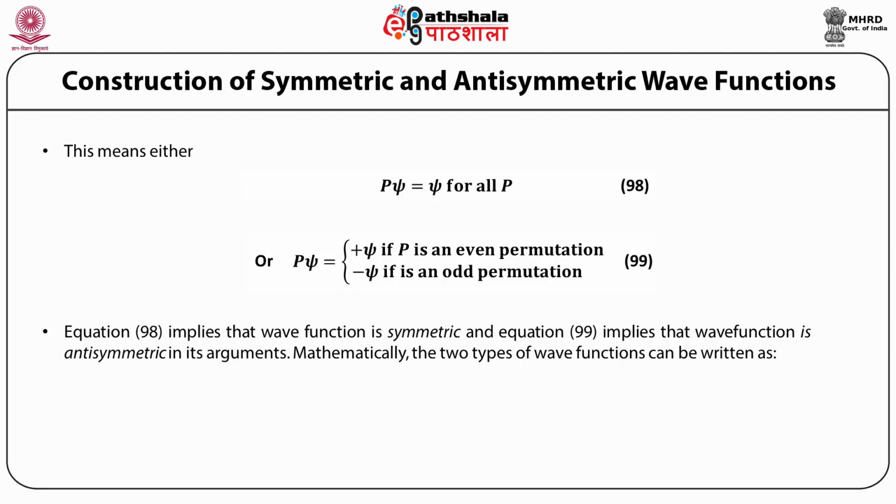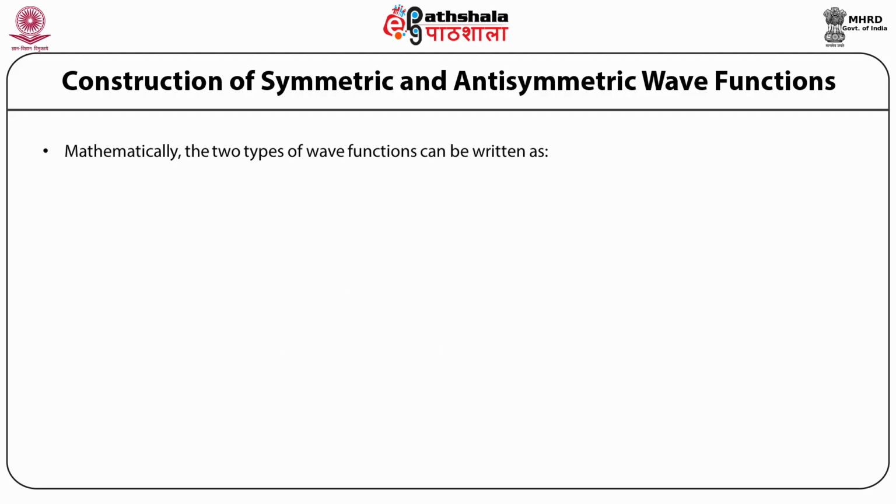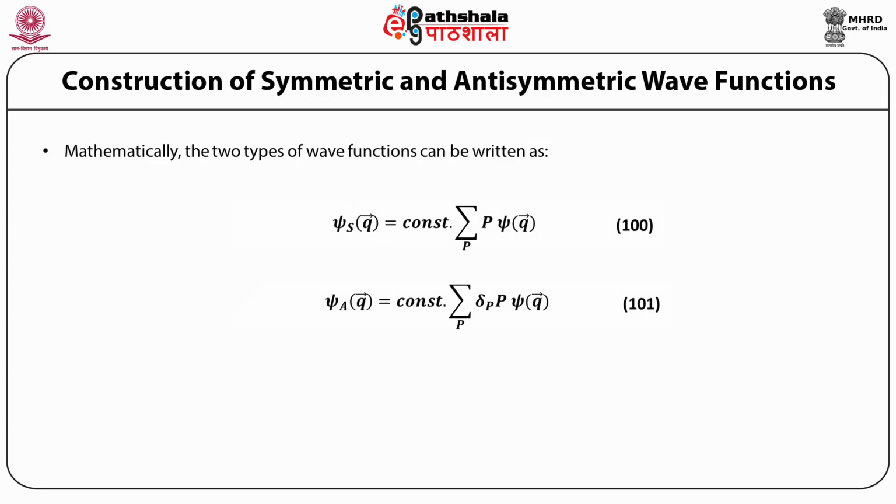Mathematically, the two types of wave functions can be written as psi symmetric is equal to a constant multiplied by summation over p of the permutation operator p acting on psi q, and psi antisymmetric is equal to a constant multiplied by summation over p of delta p multiplied by the permutation operator p acting on psi q, where delta p is +1 for p to be even and is -1 for p to be odd.